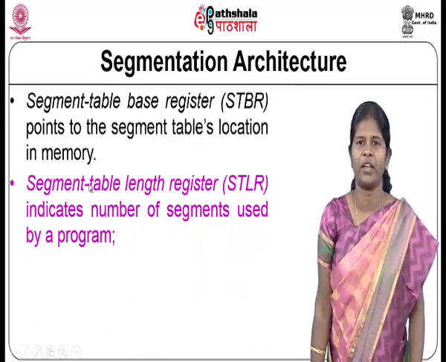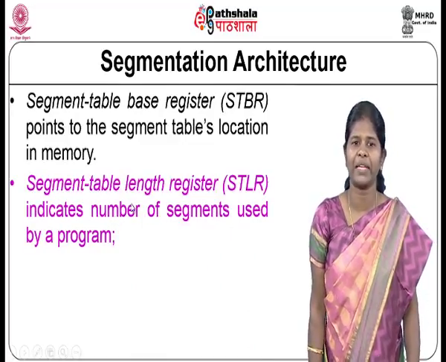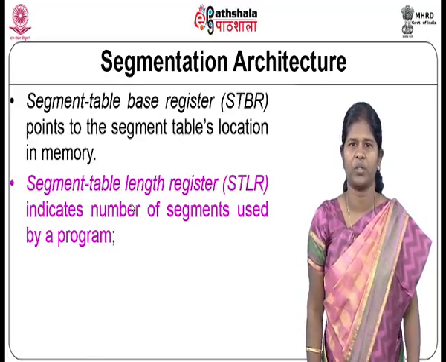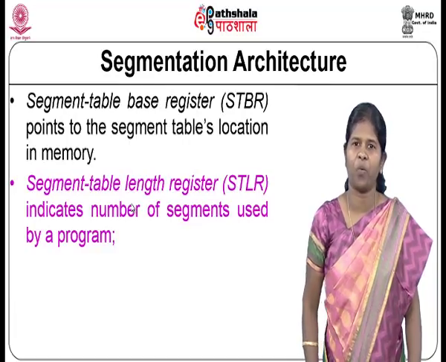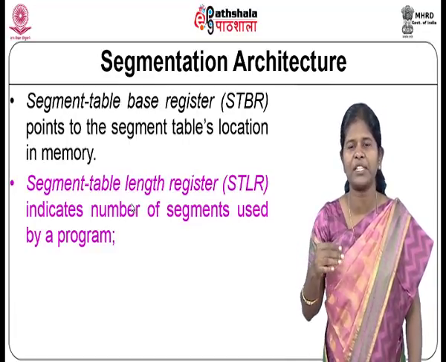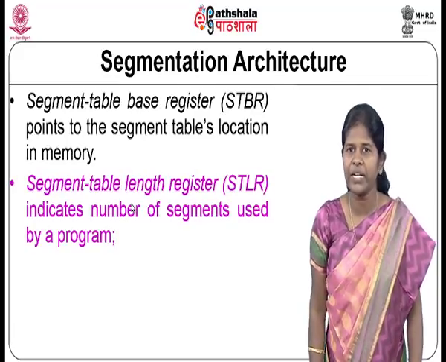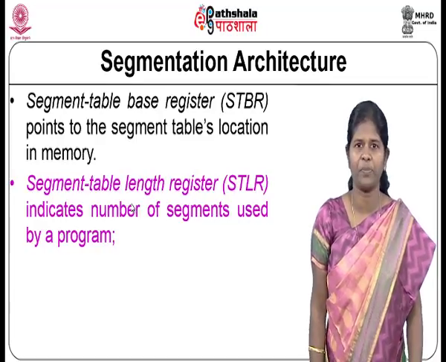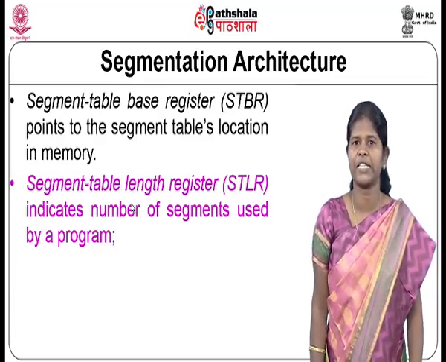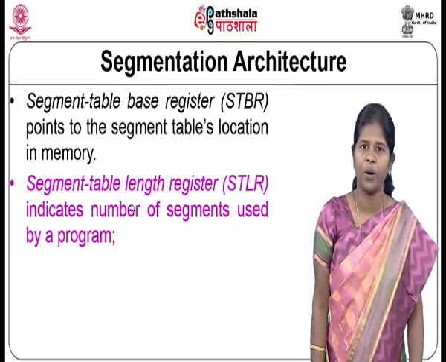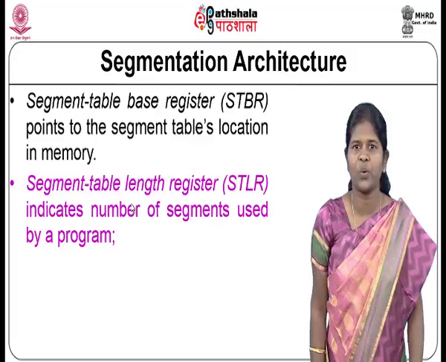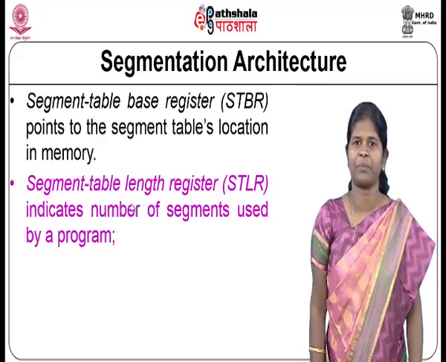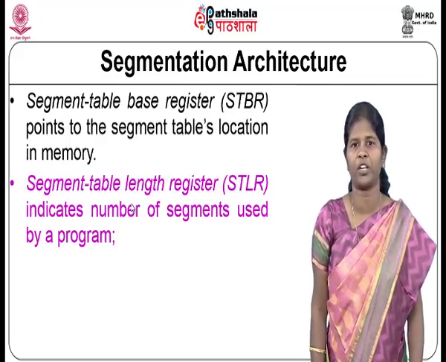You also have another register called the segment table length register. What does the length of the segment table refer to? It is the number of entries in the segment table. Each entry in the segment table corresponds to a segment. So, if you have 10 segments for a particular process, then you will have 10 entries in the segment table. If you are trying to access a segment beyond this 10, it means you are trying to access a segment which is not present in the address space of that process.